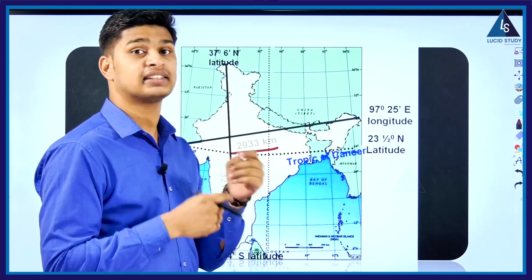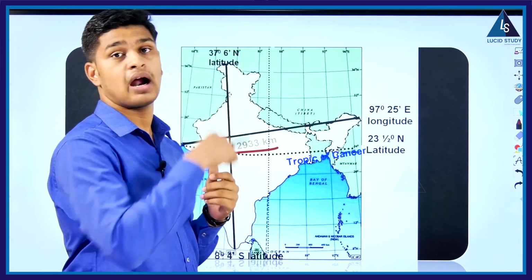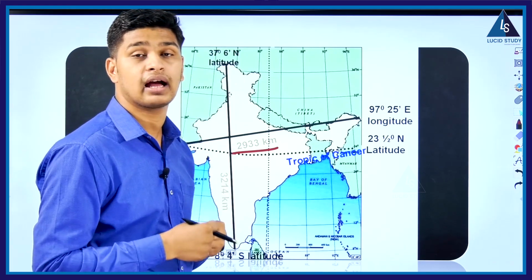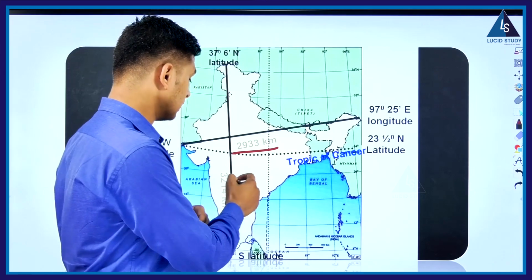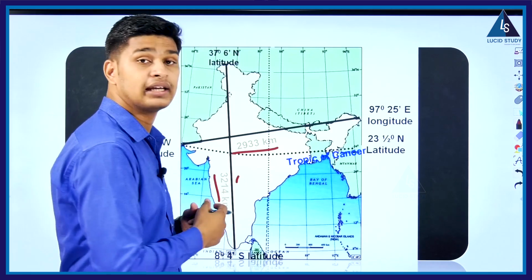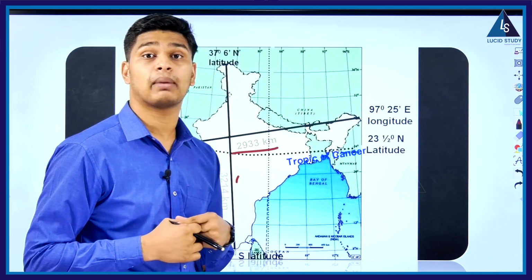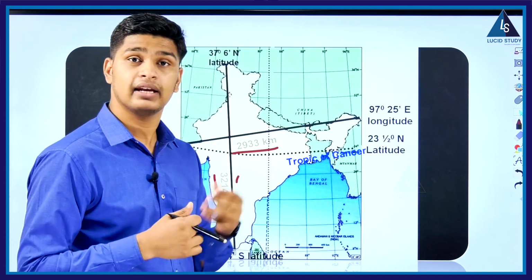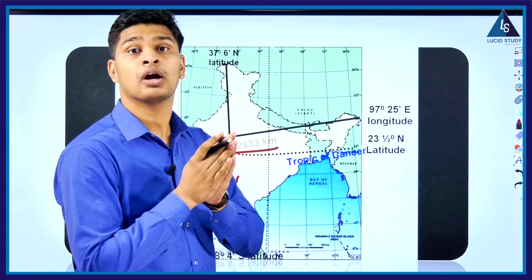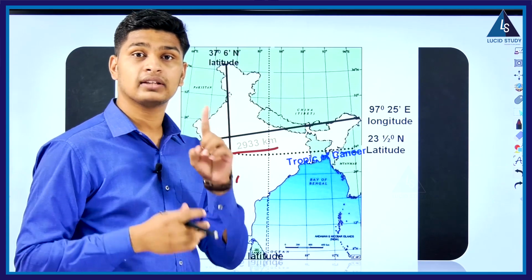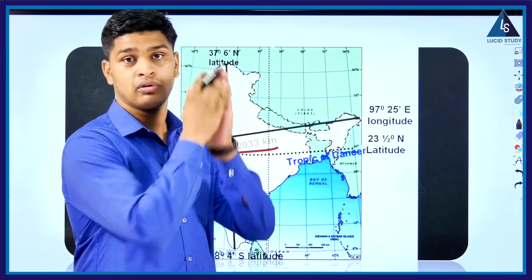What is the distance? 2933 kilometers. In the same way, when you talk about the northernmost part of India and the southernmost part of India, the distance that we have is 3214 kilometers. 3214 kilometers దూరం అన్నమాట. దేనికి? From the northernmost part of India to the southernmost part of India. 2933 west to east, 3214 north to south.